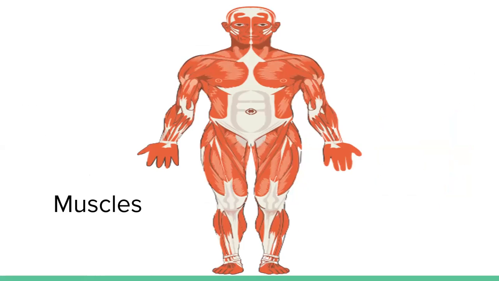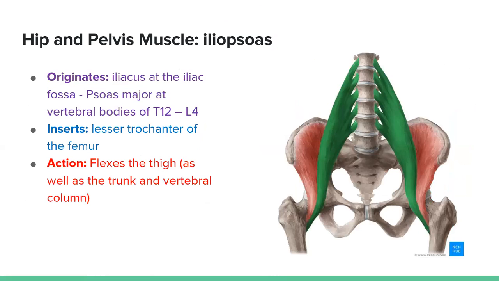Okay, so now we're going to go to our next category, which would be muscles of each group. So now we have the hip and the pelvis muscles. First, we're going to go into the iliopsoas, which you can see right here in the green area surrounding your spine, connecting to your pelvis. It originates in the iliacus at the iliac fossa.